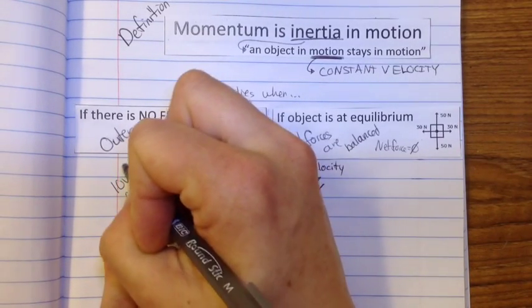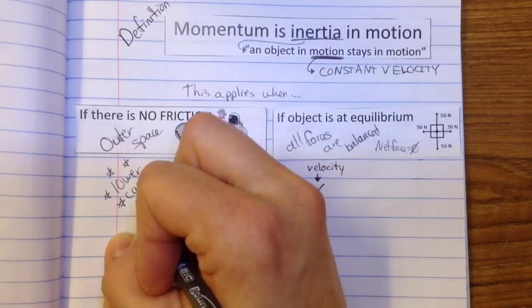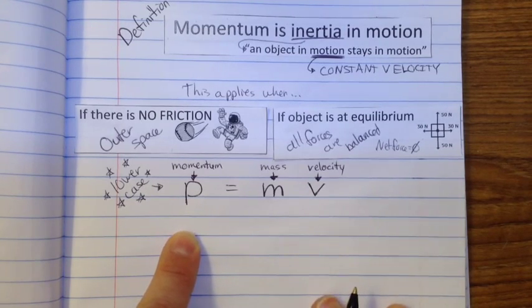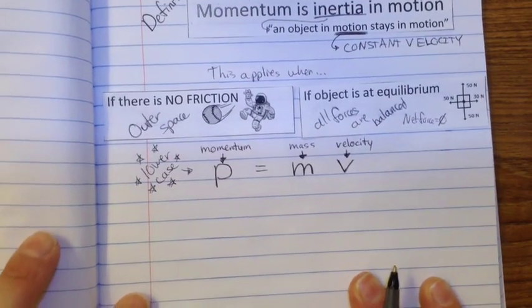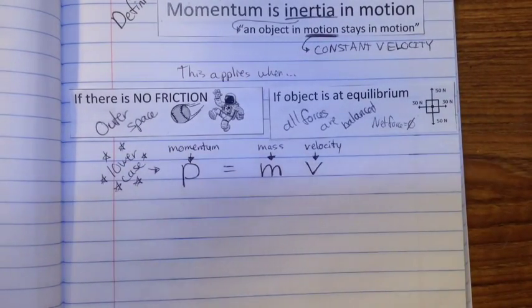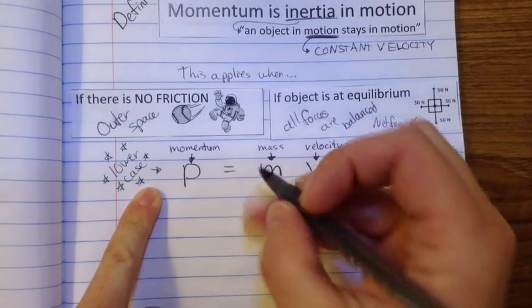Lowercase. Why is it so important that I emphasize that that's a lowercase p? Because uppercase P is power. Power and momentum, not the same thing. Okay, so emphasize that's lowercase.